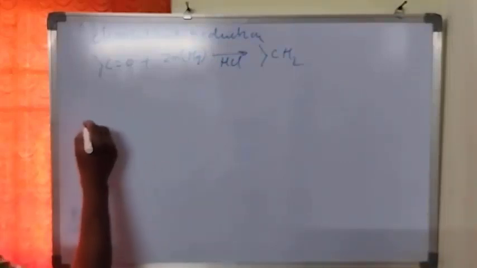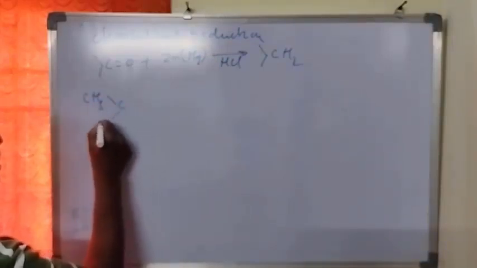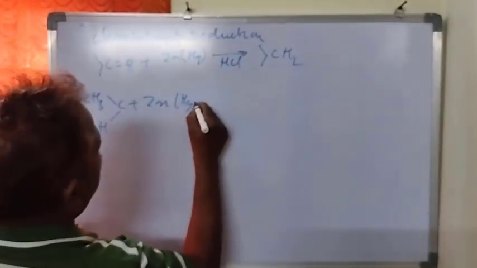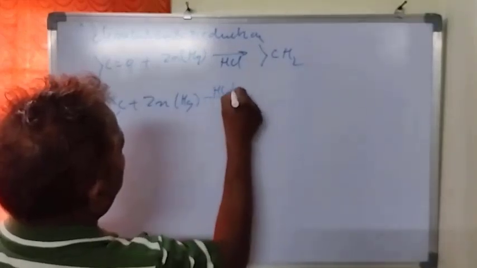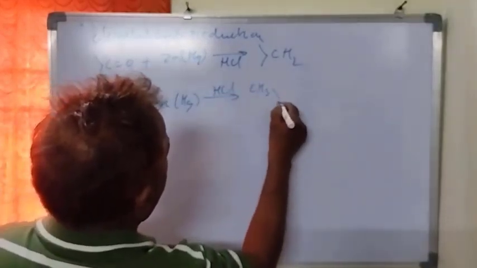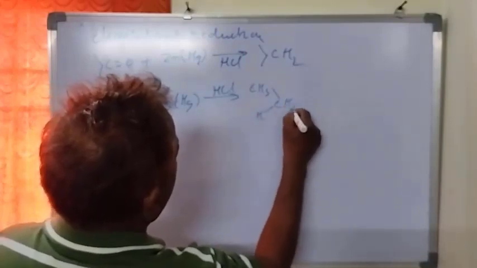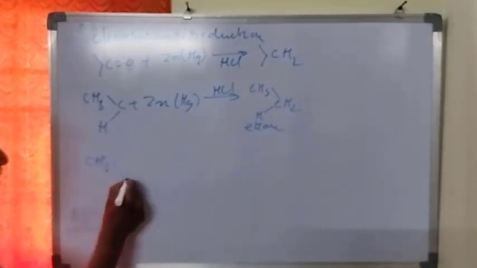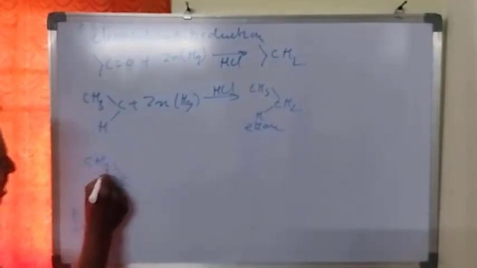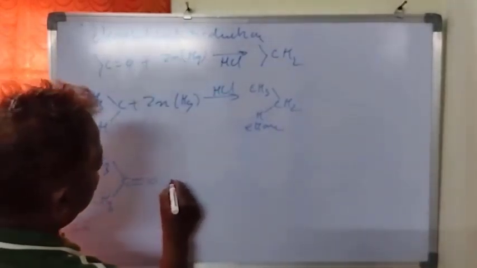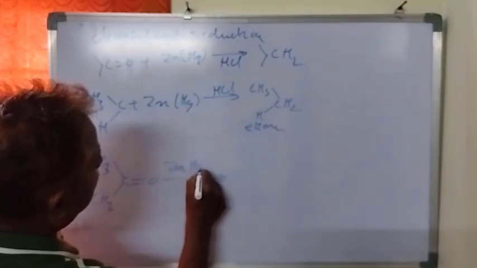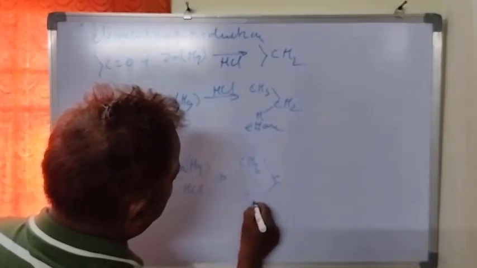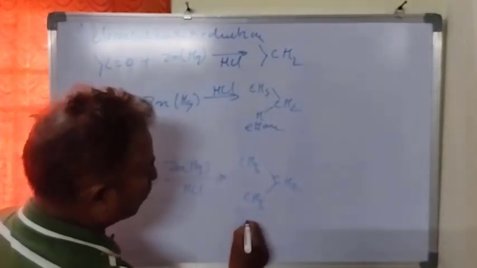CH2. So now let us take some examples, say CH3 CHO plus zinc amalgam, in the presence of zinc amalgam and of course HCl, we get CH3CH2, this is H2, what is this? Ethane. Similarly, acetone, CH3 C CH3, double bond O, in the presence of zinc amalgam and HCl, we get CH3 CH2 CH3, and of course this is hydrogen. This is propane.